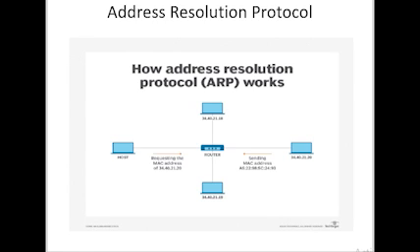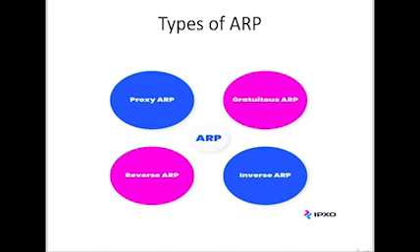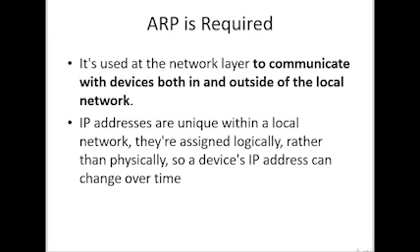This is a simple architecture for ARP. We have several systems, and each and every system has a unique MAC address. The sender sends the request to the receiver to receive the data from the network. There are four types of ARP: proxy ARP, gratuitous ARP, inverse ARP and reverse ARP. ARP is used at the network layer to communicate with devices both inside and outside the local area network.